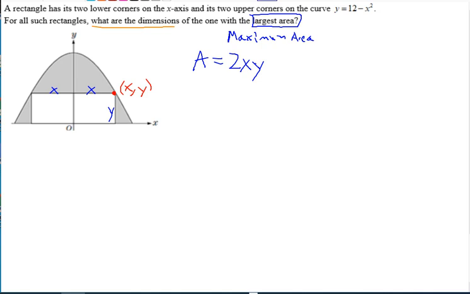But again, before we take the derivative to find the absolute maximum, we can't do that yet because it's got two variables, x and y, in it. But in this case, it's a little easier. They already give us the second equation. Because we know this point's on this curve, it has to satisfy this. And it's already solved for y, so you can just substitute in for the y, the 12 minus x squared.